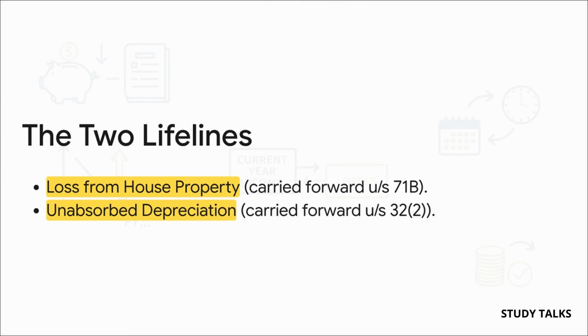These are your two get-out-of-jail-free cards. A loss from house property and unabsorbed depreciation. These two are special. They can be carried forward even if you file a belated return. This is a classic MCQ setup. They'll give you four different losses, say the return was filed late, and ask which loss can still be carried forward. The answer is always going to be one of these two.